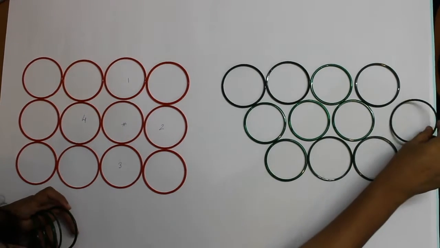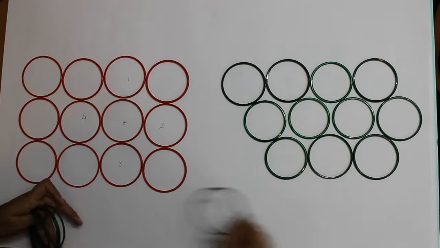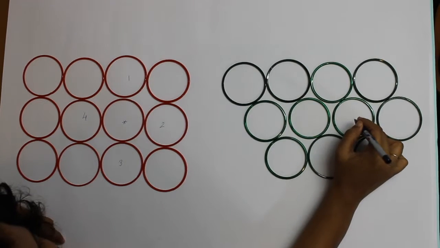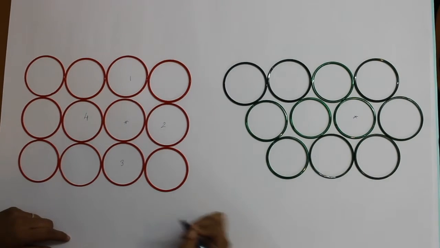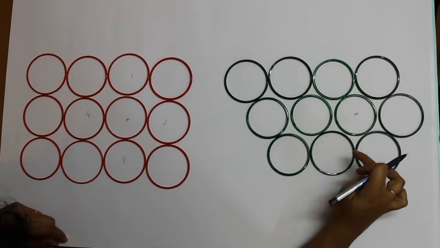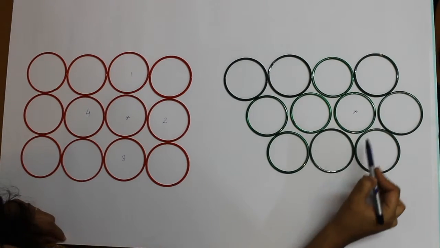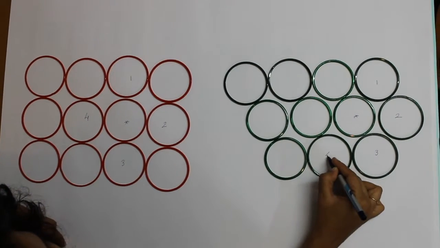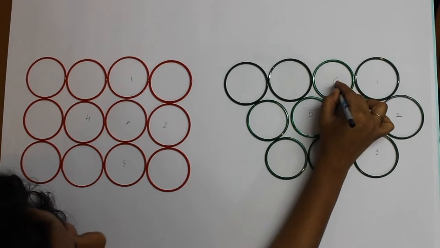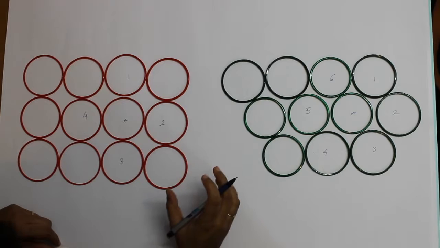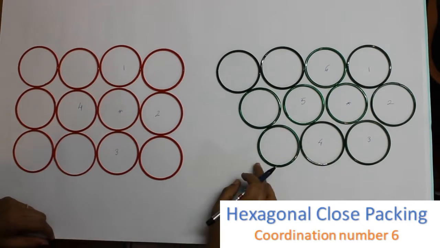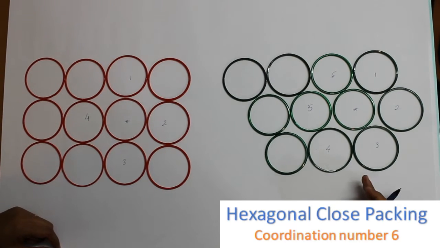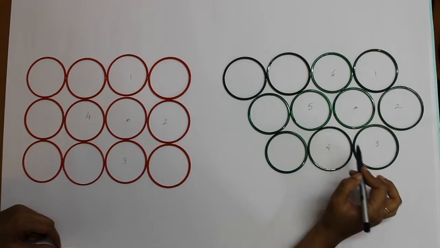Why it is known as hexagonal close packing, this you will understand now. Let us take this particular sphere, and when we see this, it is in contact with 6 neighboring spheres 1, 2, 3, 4, 5, 6. In this manner, all spheres are touching 6 neighboring spheres in the form of a hexagon, and hence it is known as hexagonal close packing. It is also known as ABAB type of packing, and the coordination number here is 6.